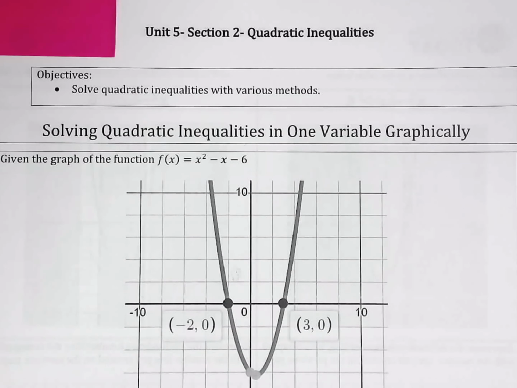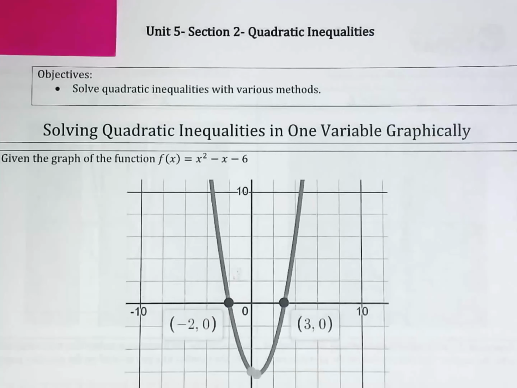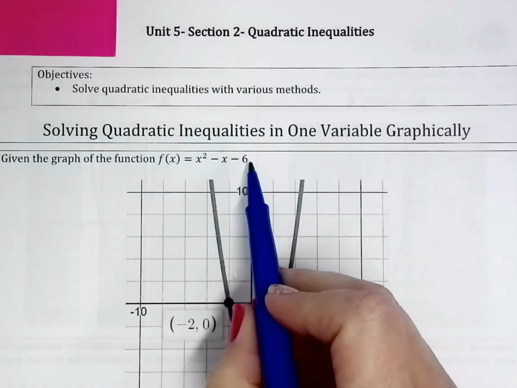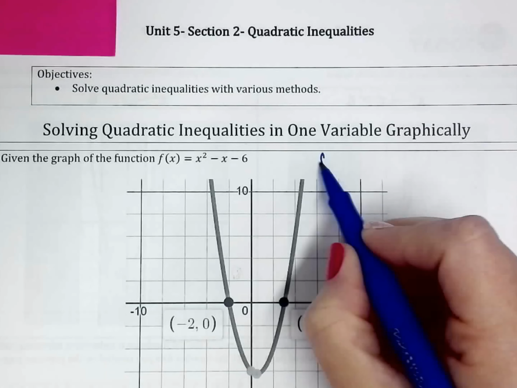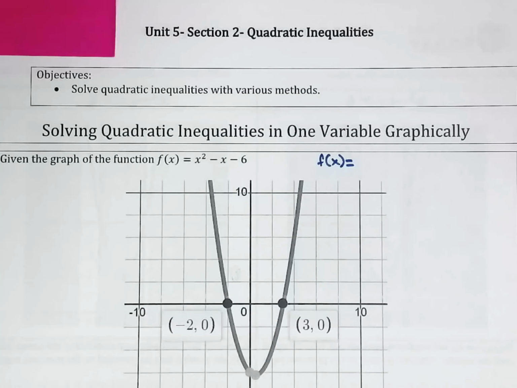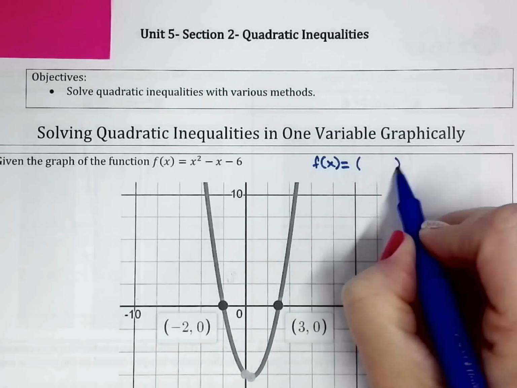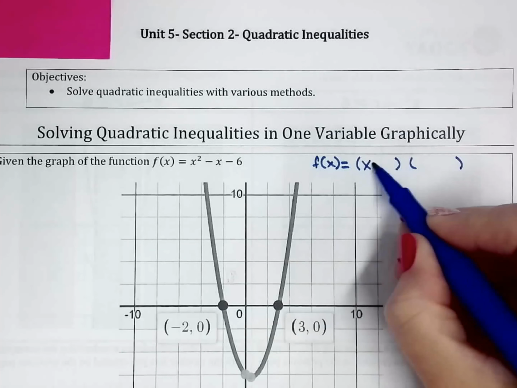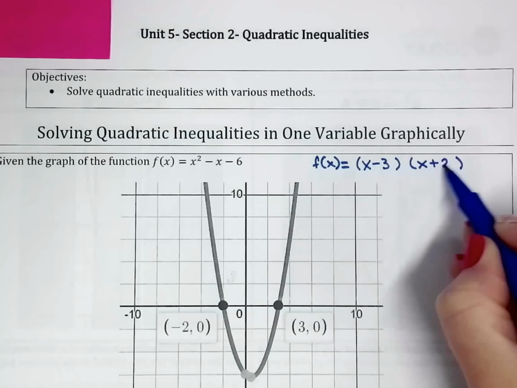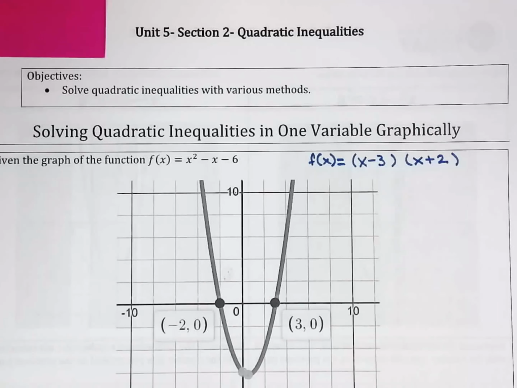Okay, so when I first look at this standard form right there, it doesn't really mean anything to me. I don't have the vertex, I don't have the x-intercepts, so I just want to do something with it. So I'm going to go ahead and change from standard form to factored form. So when I look at this, I can just factor this in my head, and I know two numbers that multiply to -6 and add up to -1: x minus 3 and x plus 2. Okay, I feel a lot better now.